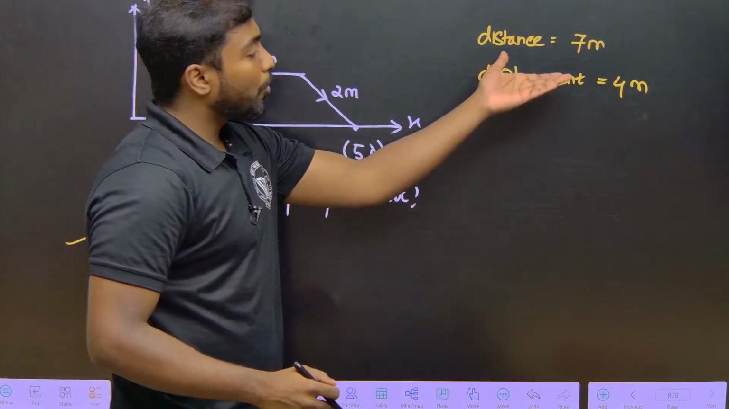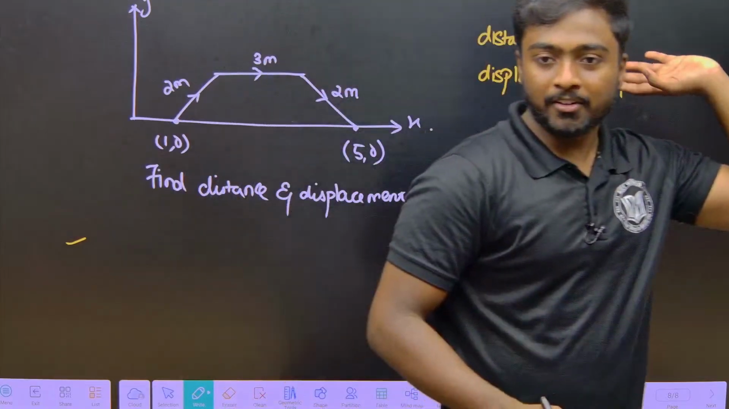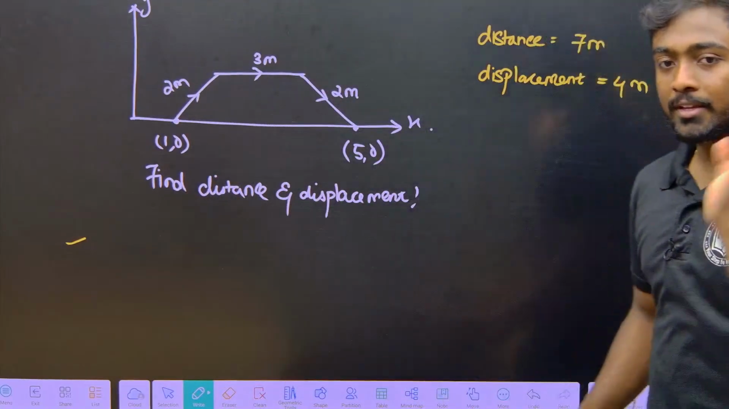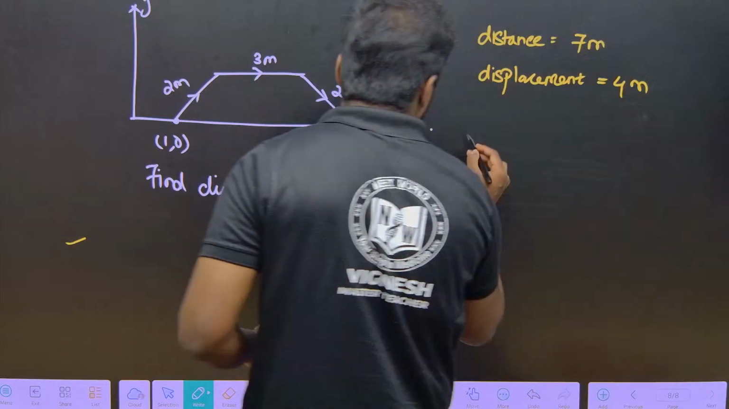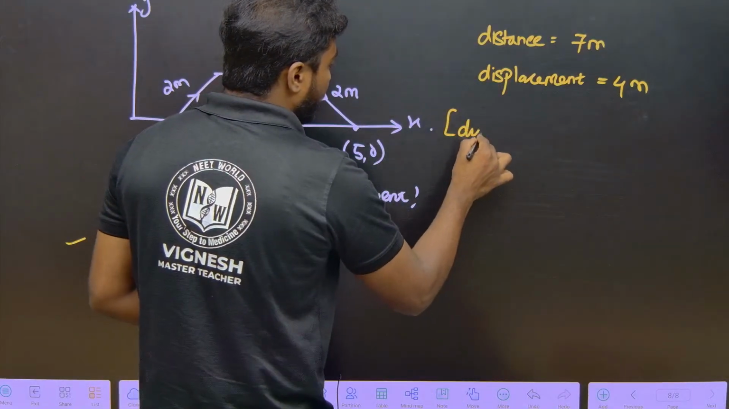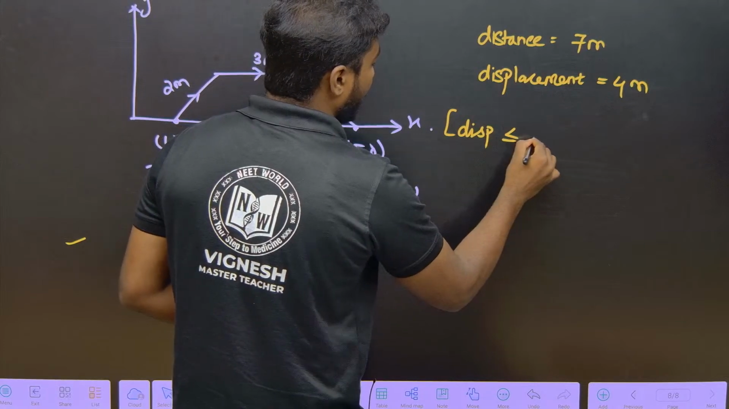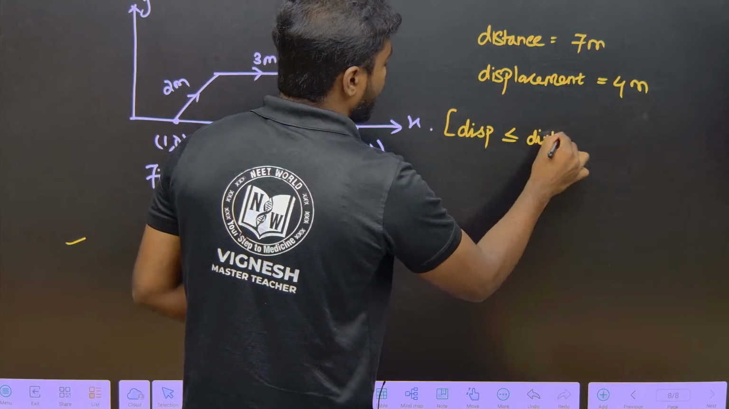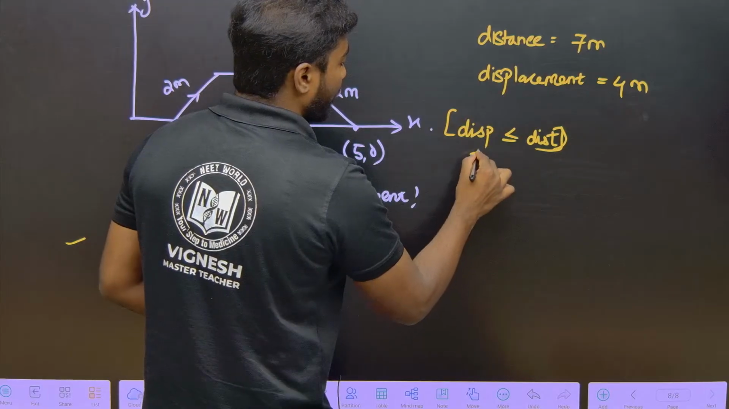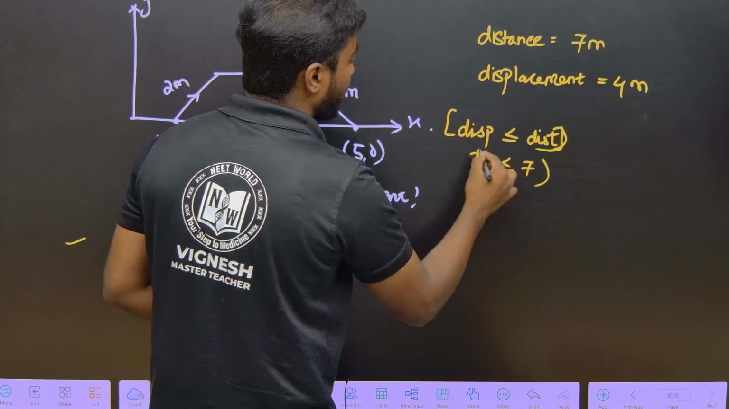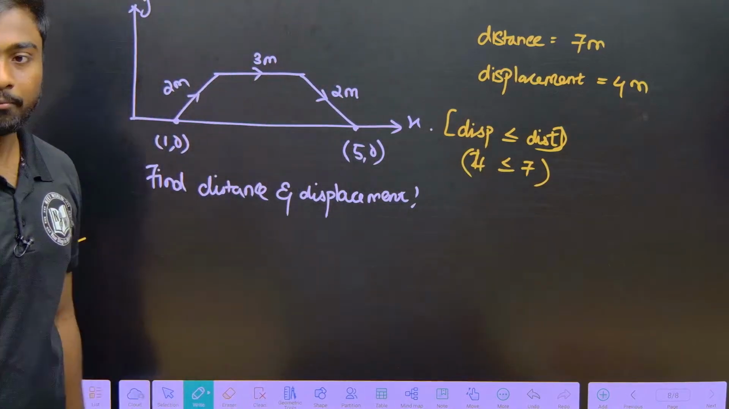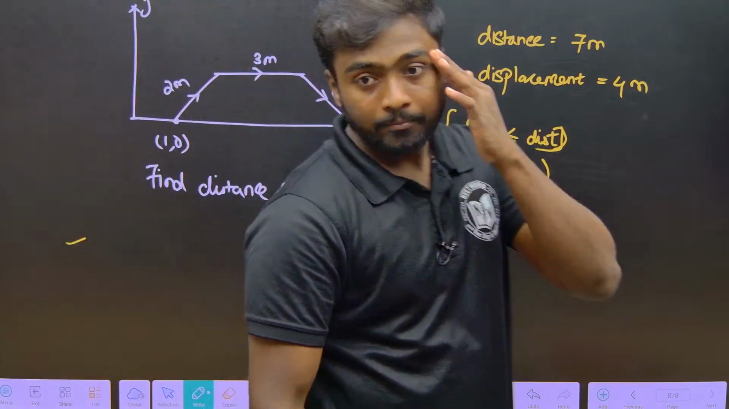So if I talk about the distance and displacement, displacement is less than or equal to 7, right? So the thing we got, displacement is less than or equal to distance. It means 4 is less than or equal to 7. Right? Any doubt here? We'll go for the next thing.